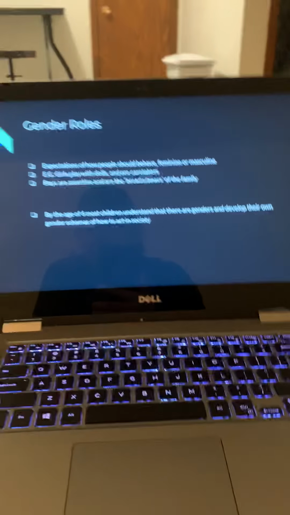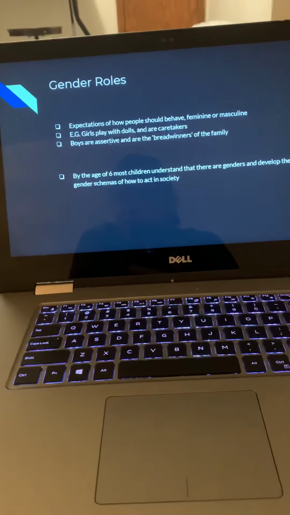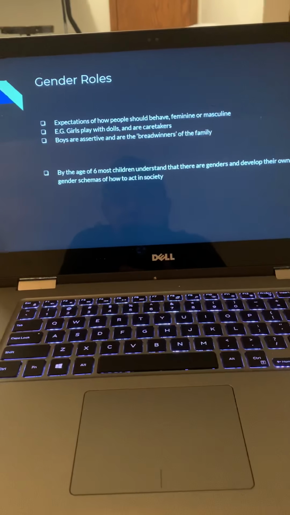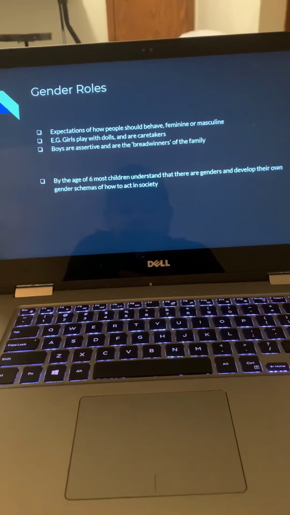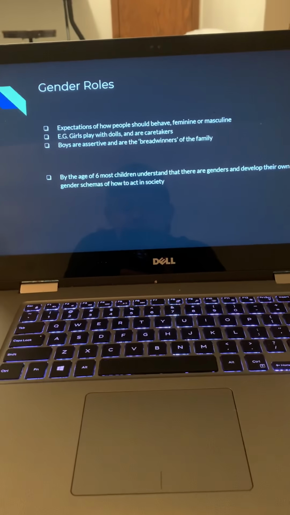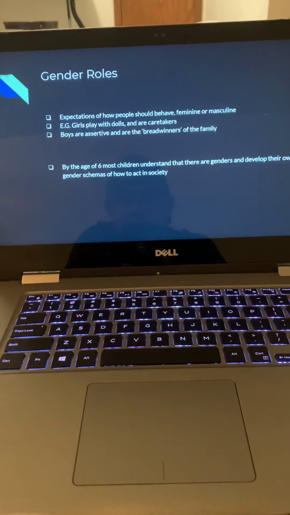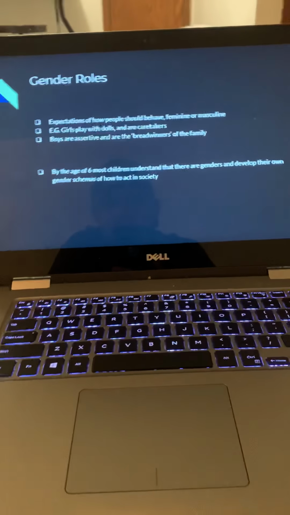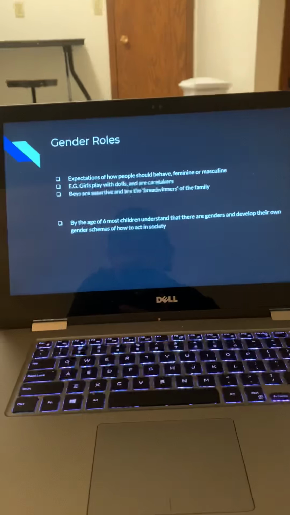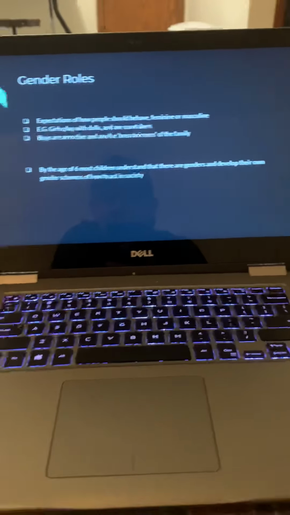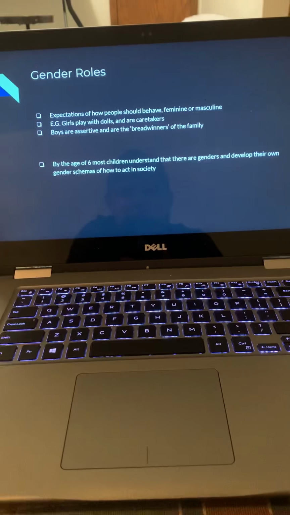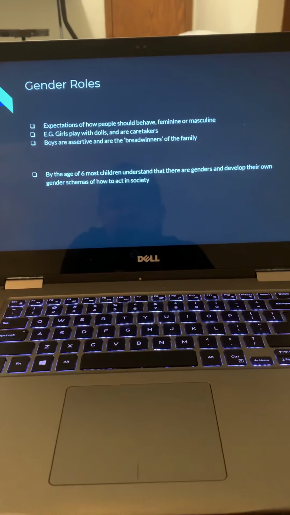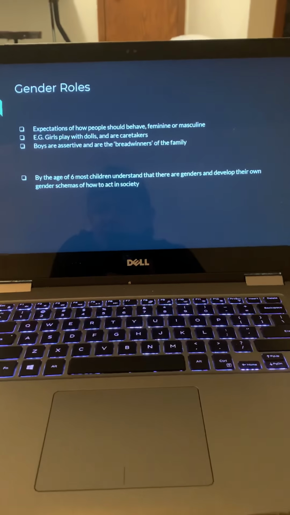The next section is gender roles. It is the expectation of how people should behave, whether that be feminine or masculine. For example, girls play with dolls and are caretakers of people, or boys are more assertive and are the quote-unquote breadwinners of the family. And by the age of 6, most children understand that there are genders and develop their own gender schemas of how to act in society.